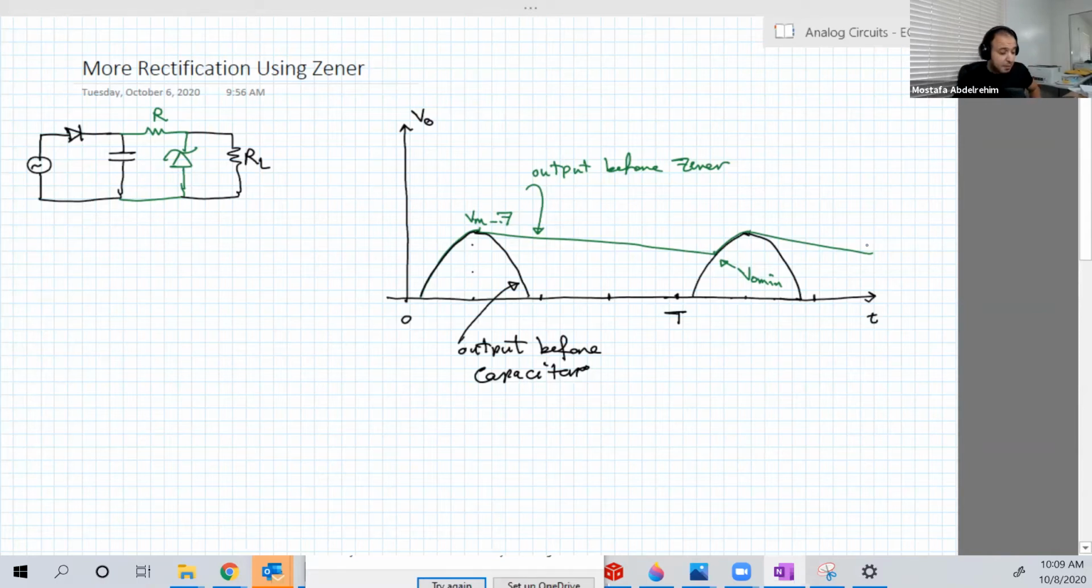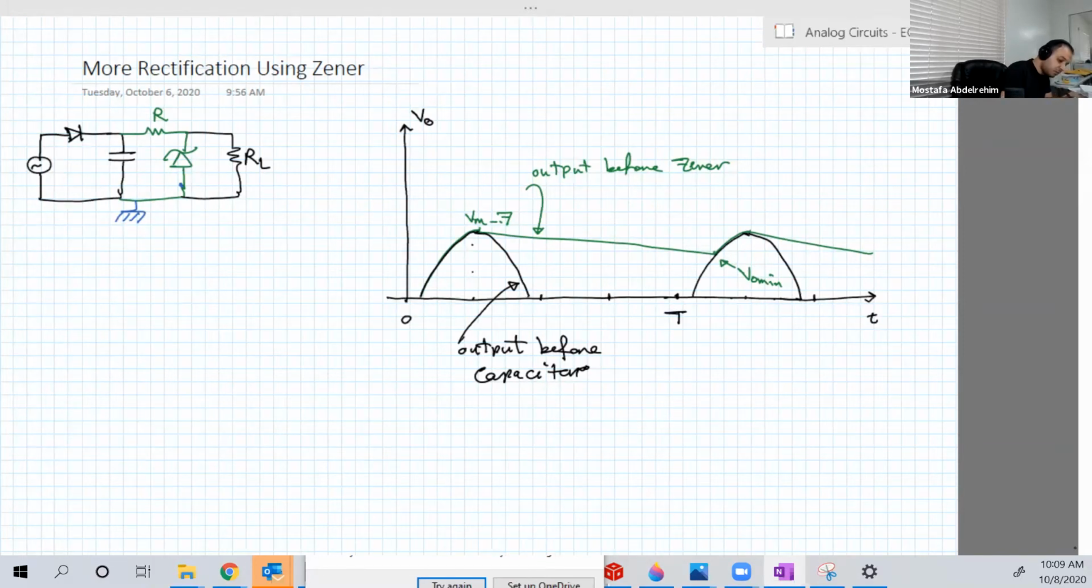Now, what's gonna happen if we add a Zener, and also this series resistor? It's important. This series resistor is important. I am not gonna go into the very details of this circuit, because it's really difficult to analyze step by step. But we're gonna give a highlight of how to understand the output of that signal.